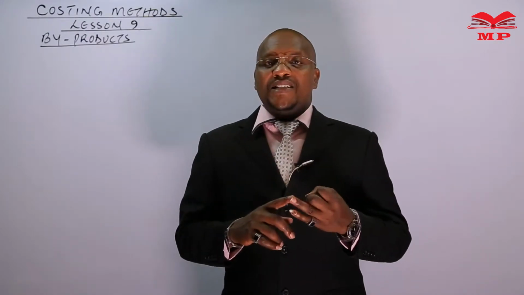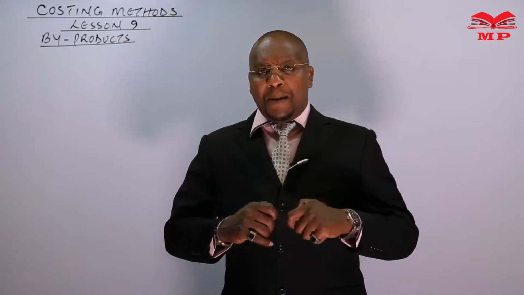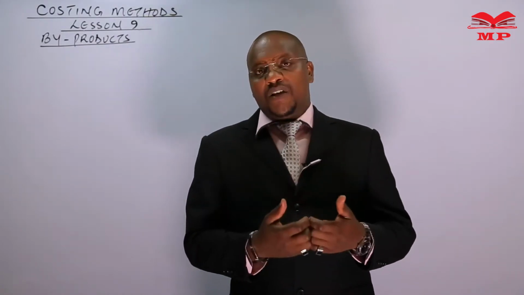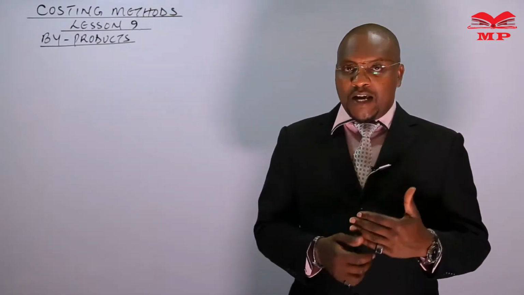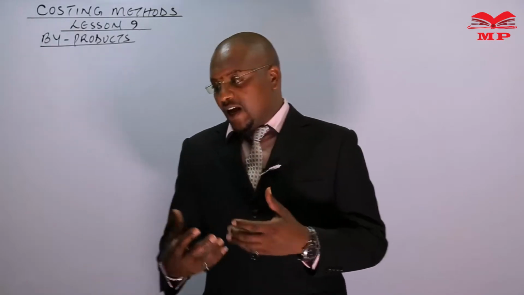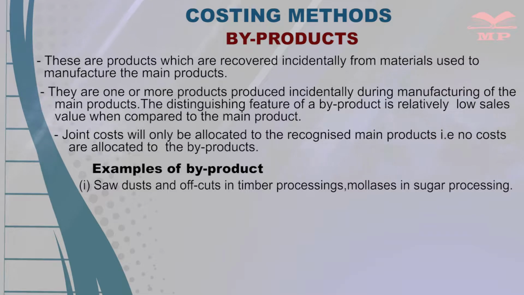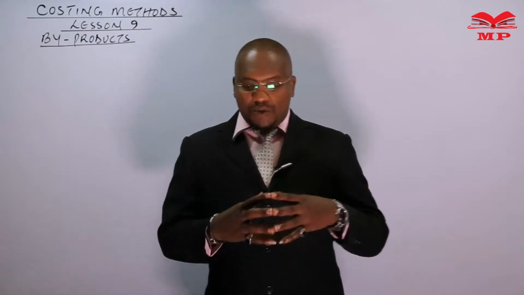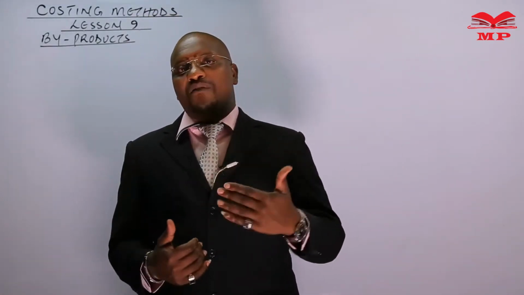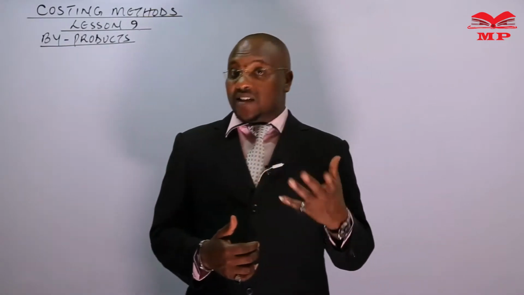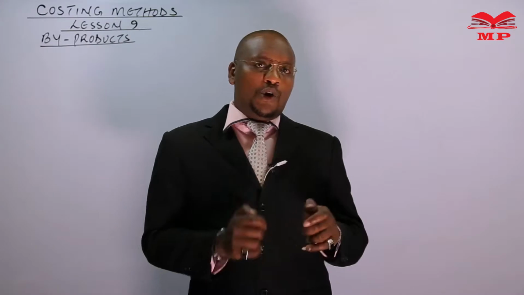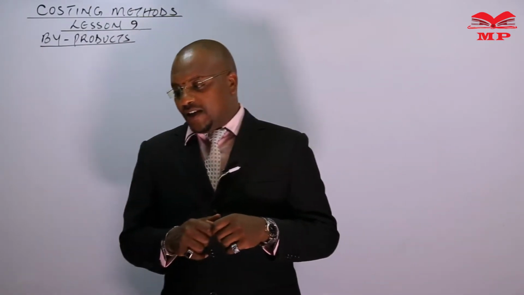Another issue is that it is an incidental product. It was not purposed, but as we do our main production, aiming to get main products, incidentally we end up getting a byproduct. That is how it is arrived at. Examples of byproducts are sawdust and offcuts in timber processing. We have molasses in sugar processing, and other examples. As we're having a main product, we end up having a byproduct which has a lower value compared to the main product. For example, the value of sawdust and offcuts compared to the value of timber as the main product. So that is the distinguishing feature.